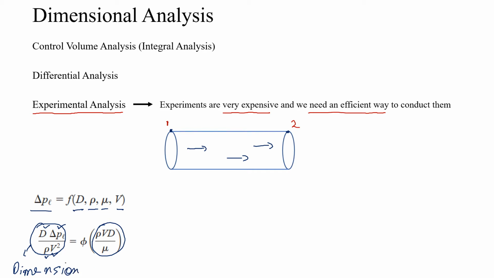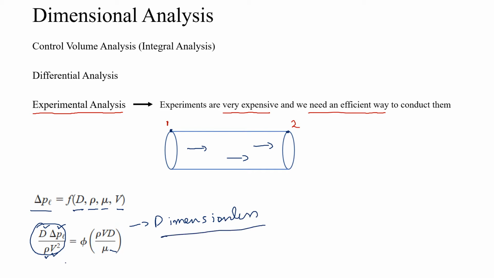And so also the term on the right hand side, it will also be dimensionless. If I write the units of density, the velocity, the diameter and the viscosity, these units will cancel out each other, and this term will also be dimensionless. How will they be dimensionless? We will see that in a little bit.